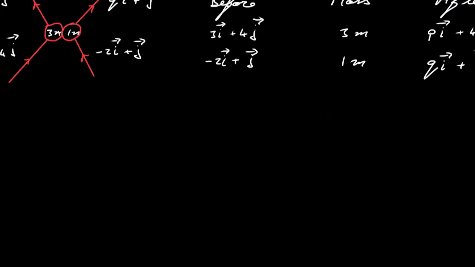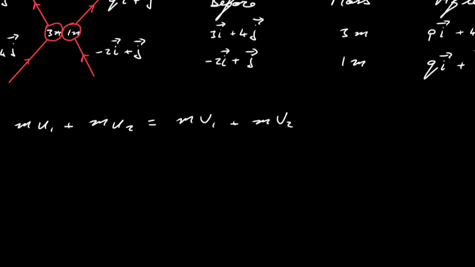So the first thing we're going to do is look at the principle of conservation of momentum. So that just says that mu1 plus mu2 is going to be equal to mv1 plus mv2.